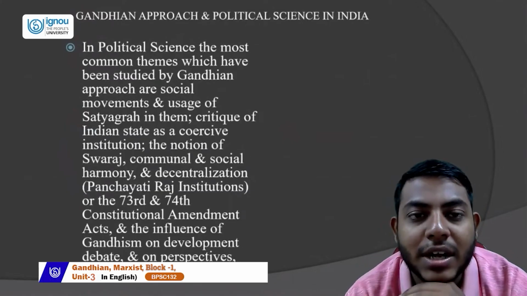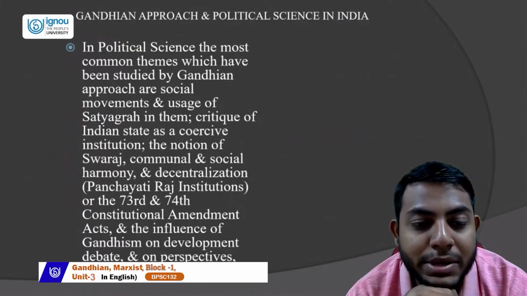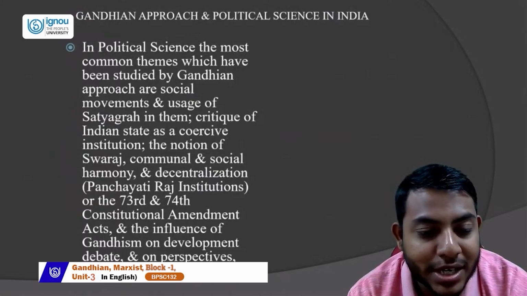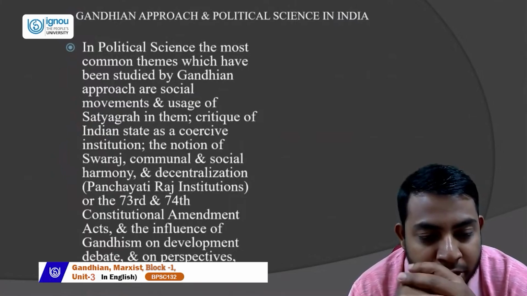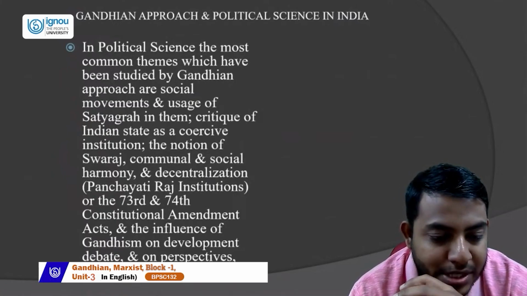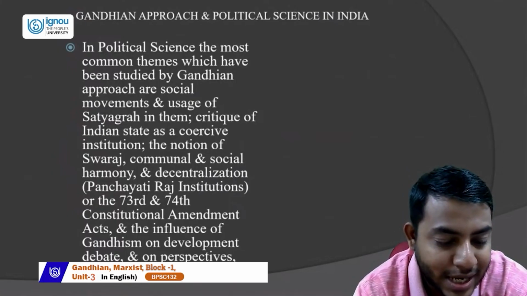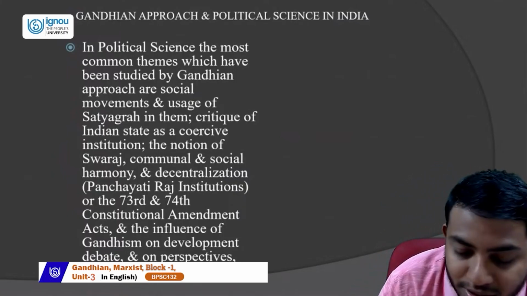So now let us discuss the Gandhian approach in political science in India. In political science, the most common themes studied through the Gandhian approach are social movements and the usage of satyagraha in them, the critique of the Indian state as a coercive institution, the notion of Swaraj, communal and social harmony, and decentralization through Panchayati Raj institutions, or the 73rd and 74th Constitutional Amendment Acts, and the influence of Gandhism on the development debate and on perspectives, etc.